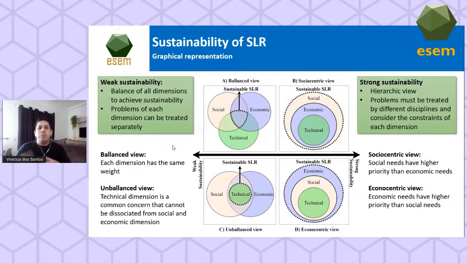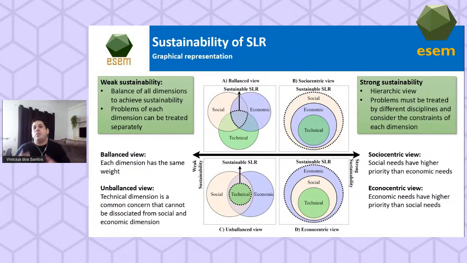And even when we consider the technical dimension as a common concern between social and economic dimensions, there are still many variables to handle. Well, another possibility included in the literature is to nest all dimensions. The key idea here is to respect a hierarchy. This is called strong sustainability. In other words, this representation doesn't allow treating problems separately. A possible problem with this representation is choosing which dimension has a higher priority.